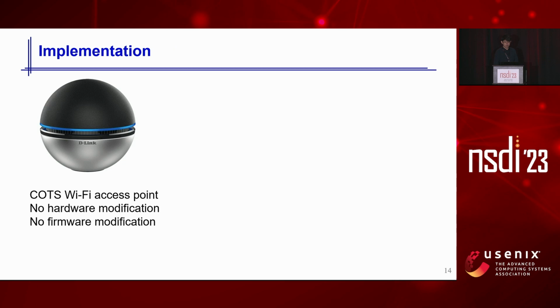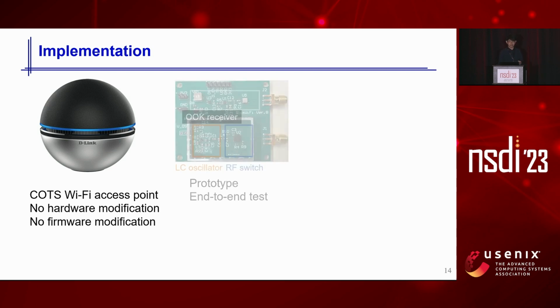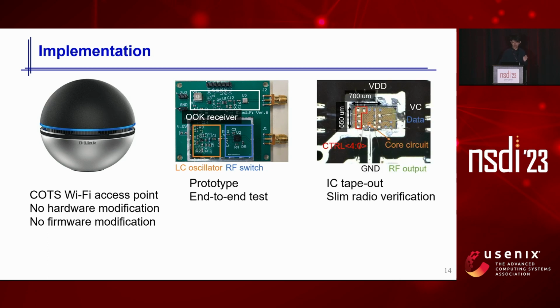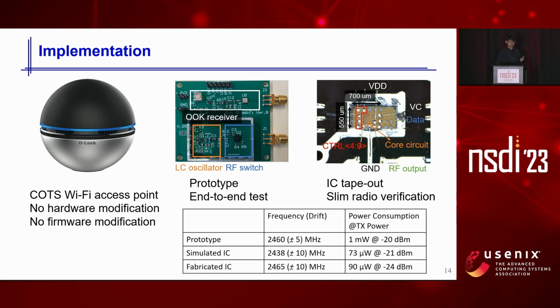For the implementation, we use a commercial off-the-shelf Wi-Fi access point as the host device. There will be no hardware or even firmware modifications needed here. For the SlimWiFi device, we designed a PCB prototype for the end-to-end test and also had an IC taped out to verify the Slim radio architecture. We benchmarked the performance of the Slim radio implementation, and the taped-out version's power consumption is just around 19 microwatts.